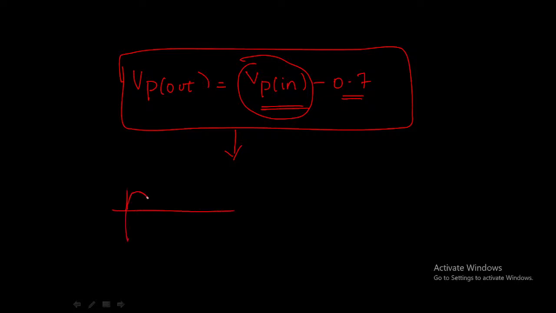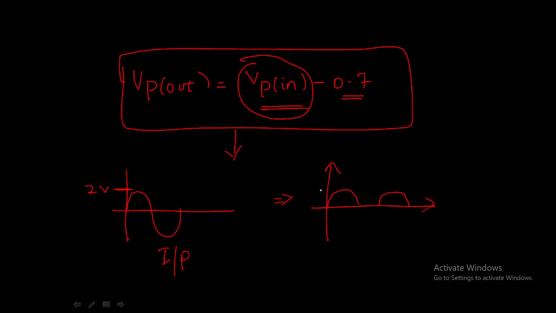So there will be a small reduction in the amplitude of the voltage. If this is the input waveform, let's say it is 2 volts, then at the output we will get some reduced amplitude, around 1.7 volts if we consider the barrier potential of the diode. That is the effect of barrier potential on the output peak voltage.